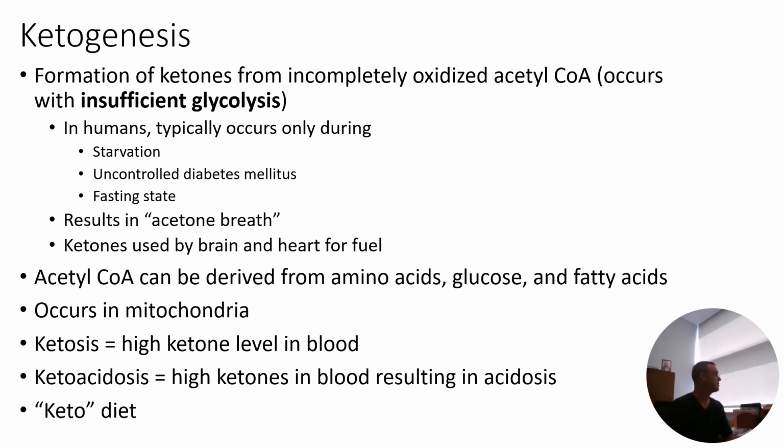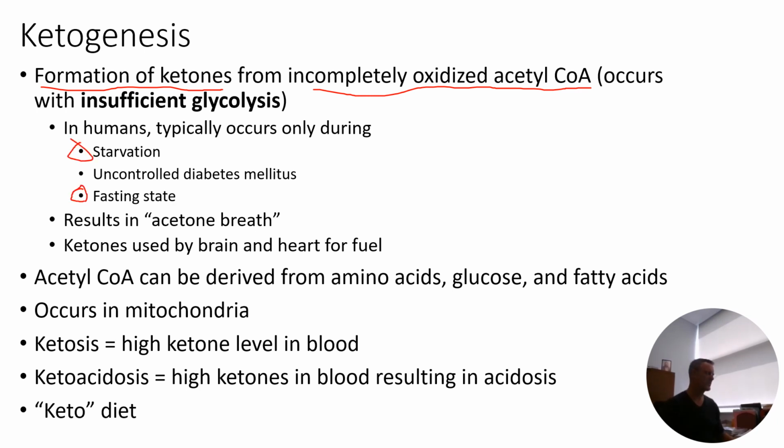But ketogenesis, obviously the formation of ketones, right? Well, we make ketones from incompletely oxidized acetyl-CoA. When do we incompletely oxidize acetyl-CoA? When we're only breaking down fatty acids and getting acetyl-CoA that way, and we don't have any coming in from glycolysis, that's insufficient glycolysis, we end up incompletely oxidizing acetyl-CoA, and they get shunted over into this ketogenic pathway. Right? So again, insufficient glycolysis. Well, when would we have insufficient glycolysis? I should have put these 2 bullet points together, but starvation and a fasted state.